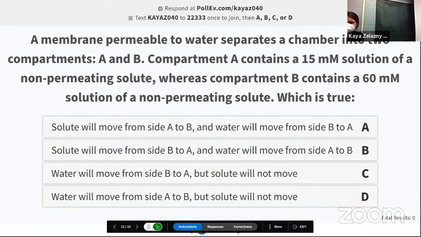Got some more osmosis. While you're doing this one, I want you to think about whether this is describing tonicity or osmolarity.